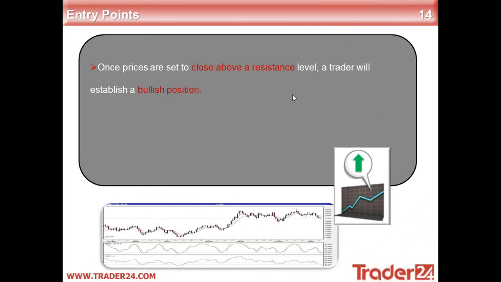Okay, so we're going to talk about a few entry points. Once prices are set to close above a resistance level, a trader will establish a bullish position. What that means is we're looking to buy. We think that it's going to carry on in our upward direction, and we're going to carry on buying. But just remember, we want to see a complete candle break above the resistance level. Maybe wait a little bit to see if it retests that resistance level. If not, then I'm happy to go for a buy. When prices are set to close below a support level, a trader will take on a bearish position. So we would actually sell that particular position there.